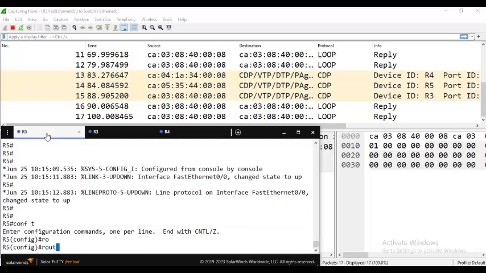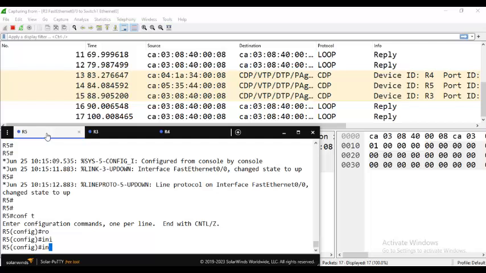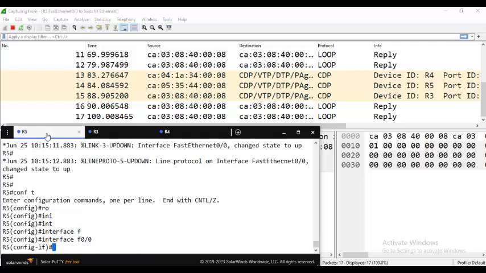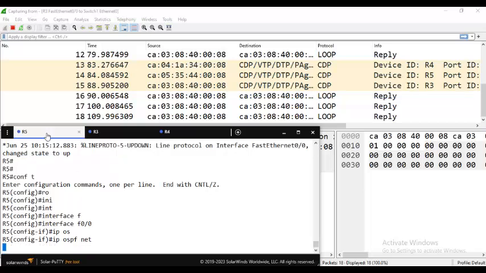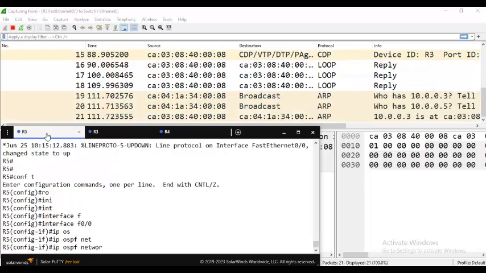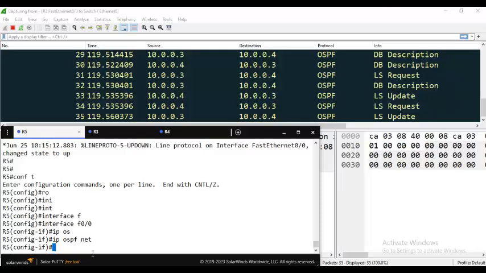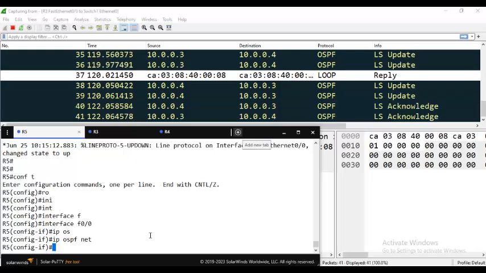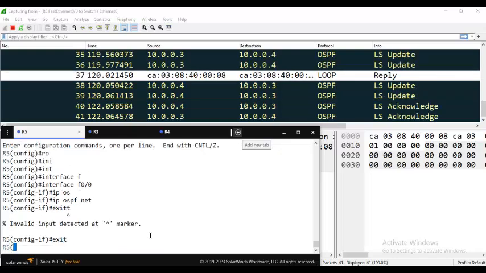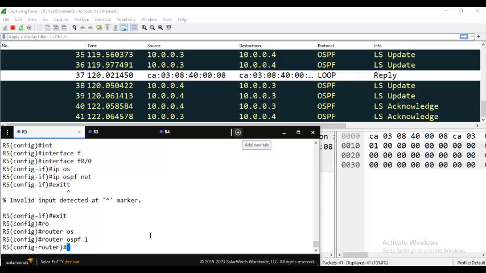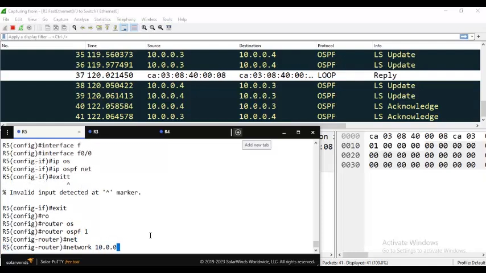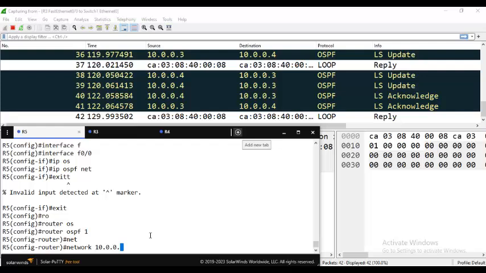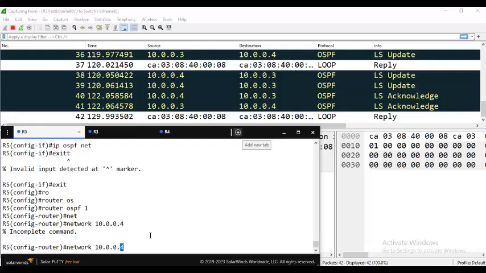Okay, it is doing ARP resolution. Let it resolve. Yeah, see, OSPF has come. I need to say router OSPF 1 neighbor, sorry, not network, neighbor 10.0.0.3. Okay, we can see the hellos. Let me show you the hellos of OSPF.